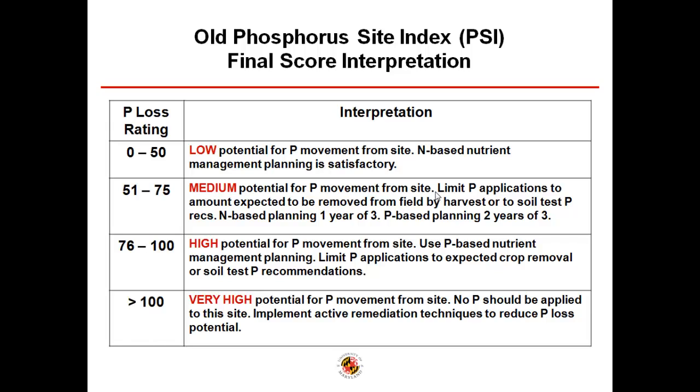And then once you get to the high, it's like, whoa, you're in a bad situation here. You've caused yourself problems from applying phosphorus beyond crop removal for many years. The risk of environmental loss is pretty high on this field. So we're going to limit it to P-based planting only on that field. And then very high is way out there, and very few people fell into this category. We say no P should be applied to this site, and implement active remediation techniques, which just basically means keep cropping that field. That's really the only remediation we have. Keep cropping that field to reduce P loss.